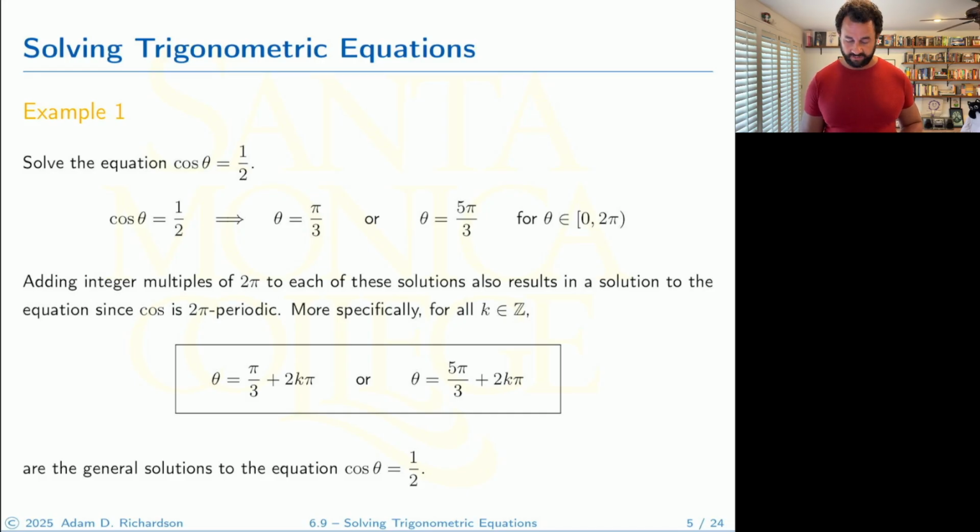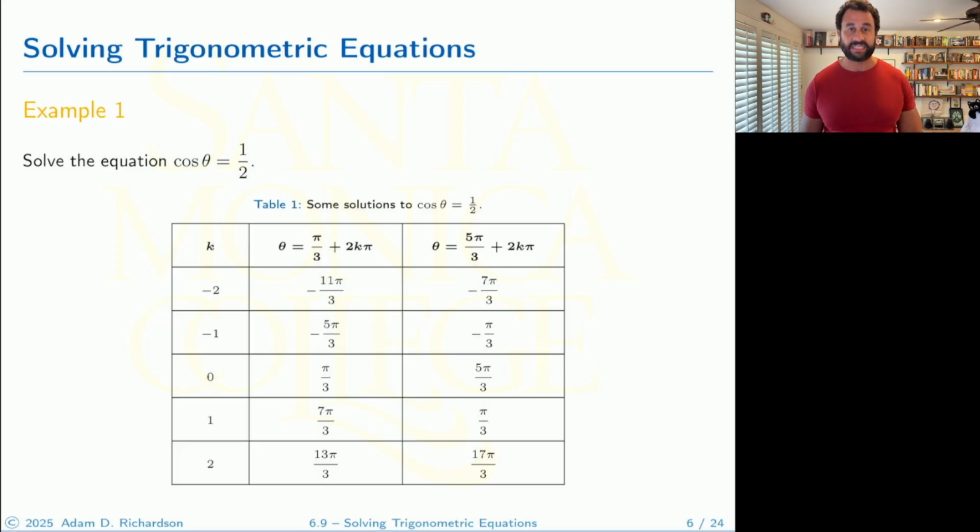More specifically, for all integers k, these are the general solutions to this equation. Theta equals pi over 3 plus 2k pi, right? Even multiples of pi. And theta equals 5 pi over 3 plus 2k pi. And those will give you all of the different solutions to cosine of theta equals 1/2. Notice there are infinitely many of them because there are infinitely many integers, right? If you increment k or decrement k, you'll get another solution to that equation.